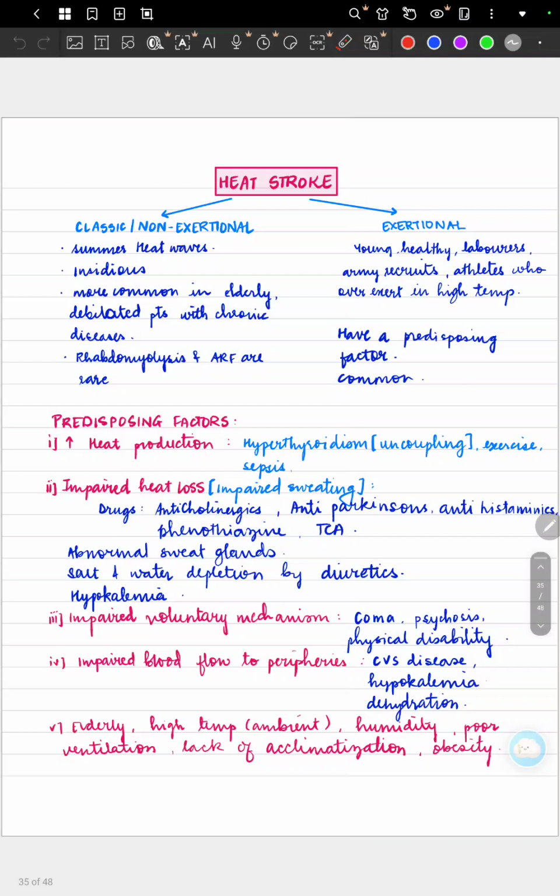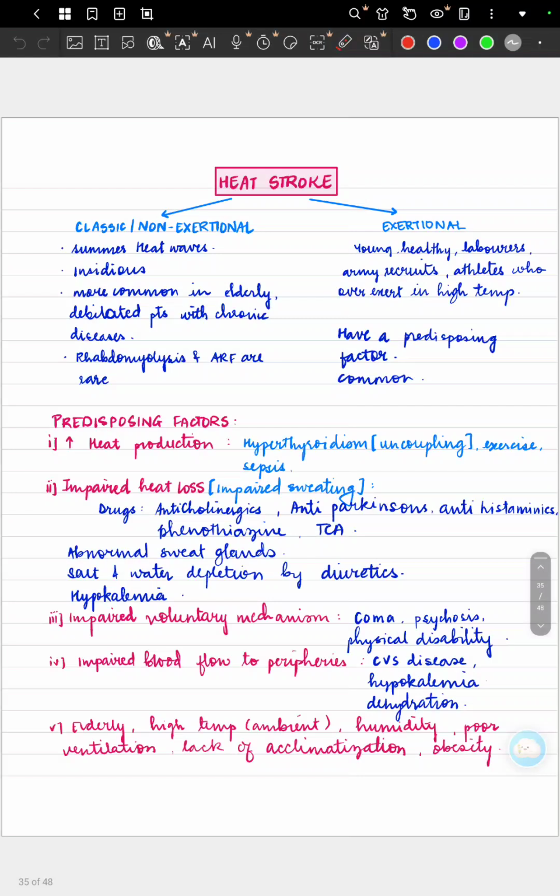Then the exertional heat stroke. Exertional heat stroke is seen in young healthy individuals. It is generally seen in laborers and athletes who do exertion in hot temperatures. They have a predisposing factor, and this is more common. That is, the exertional type of heat stroke is more common as compared to the non-exertional type.